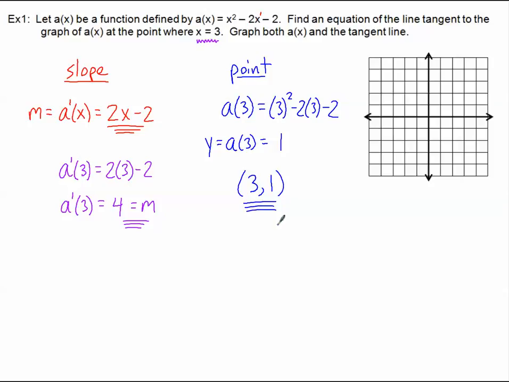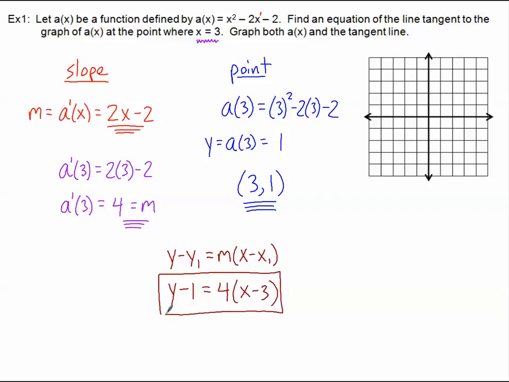And if I'm going to be plugging into our point slope form, let's pick a color for this. y minus y1 equals m times x minus x1. I'm going to be plugging in my y coordinate of 1 right here, so I get y minus 1. I'm going to be plugging in my slope of 4 right here, and I'm going to be plugging my x coordinate of 3 right here, so x minus 3. And there's the equation of our tangent line at the point 3, 1 when x equals 3.